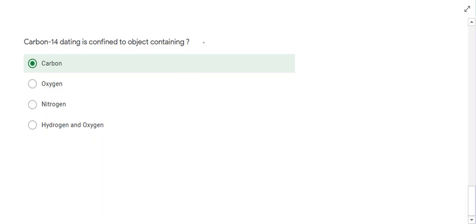So in this question, what you're being asked is carbon-14 dating is confined to objects containing what? So if we think about it, in order for us to be able to use carbon-14 dating, the object needs to contain the isotope carbon-14. So therefore, in order for it to contain the isotope carbon-14, there are objects that contain carbon.